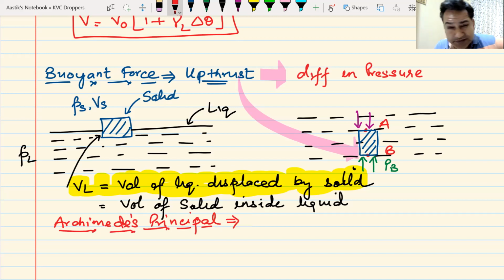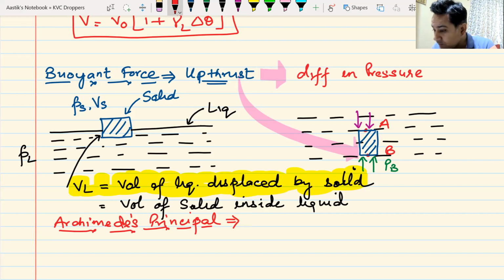Archimedes principle simply states, in great detail: whenever a solid body is immersed inside a liquid, whether partly or completely immersed, the liquid will exert an upward force. That force is known as buoyant force. That is the definition of buoyant force. Archimedes principle gives us how much that buoyant force is equal to. Now, can you tell me what Archimedes principle is?